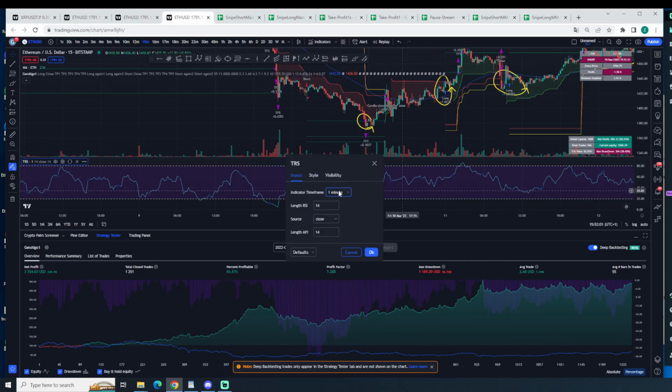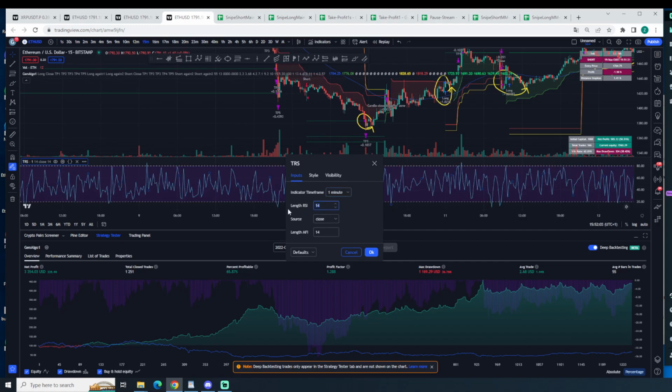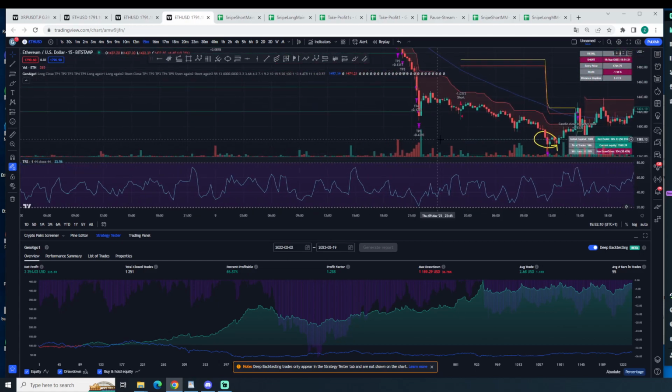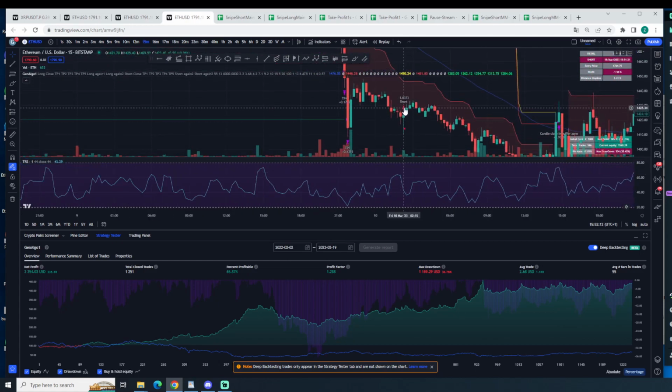So let's set this RSI, which is the TRS. It's the same as an RSI. Let's set this on actually the 1 minute time frame. And let's have a look at this particular scenario where we got our short signal right here. You can see at the moment that we get our short signal, the TRS line is still quite low. Okay, so we're below 40.